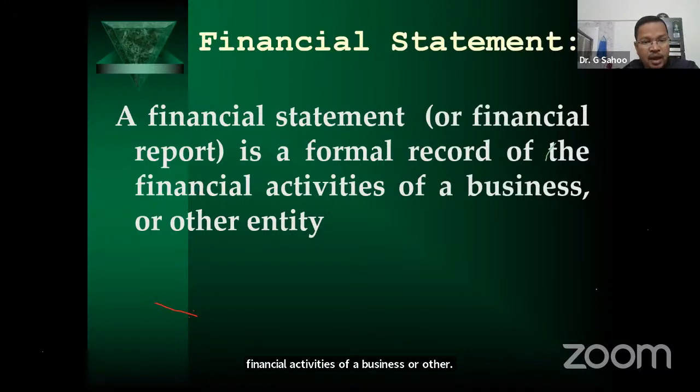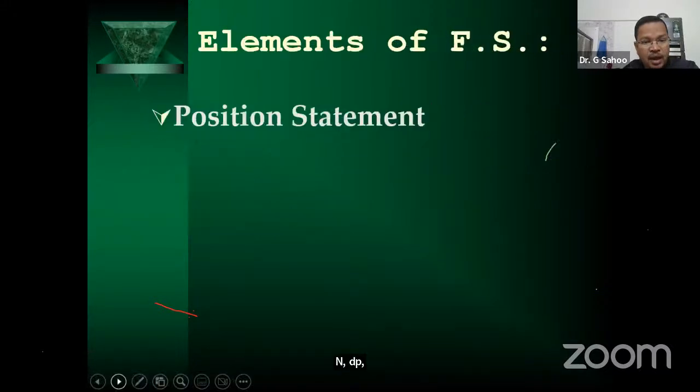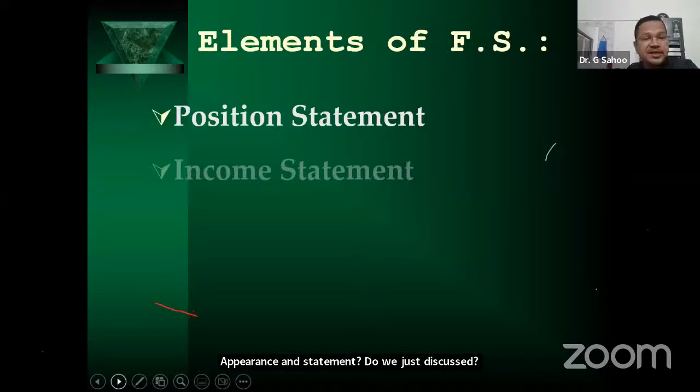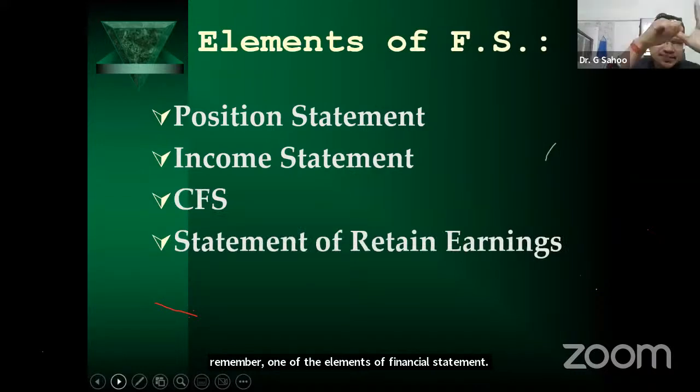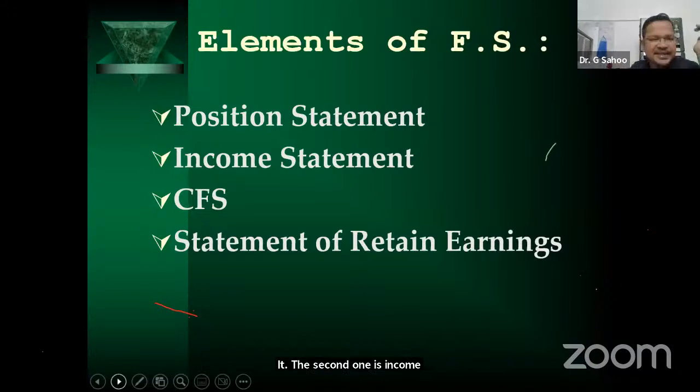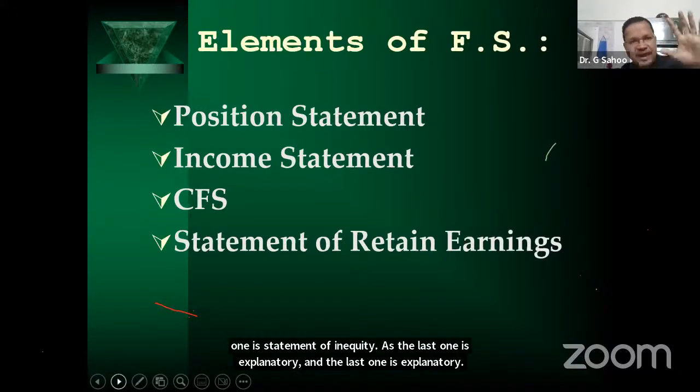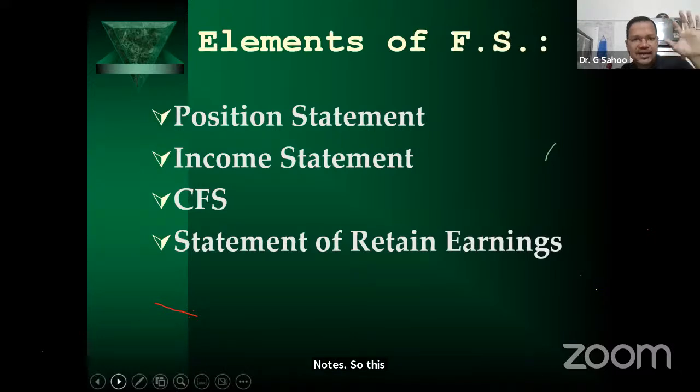Okay. So what are the qualitative characteristics of financial statements? We will discuss that later, but just remember the elements of financial statements. Categorically, there are 5 elements of financial statements. Please remember, the first one is position statement or balance sheet. The second one is income statement or profit and loss account. The third one is cash flow statement. And the fourth one is statement of retained earnings, otherwise also called statement of changes in equity. And the last one is explanatory notes. So these 5 elements are there in the financial statement.